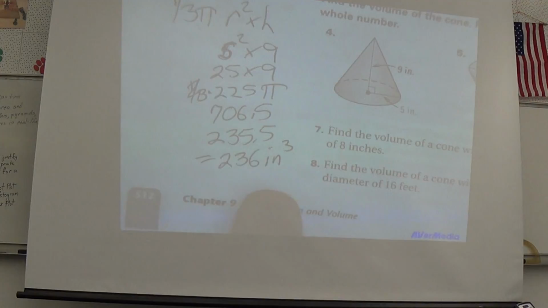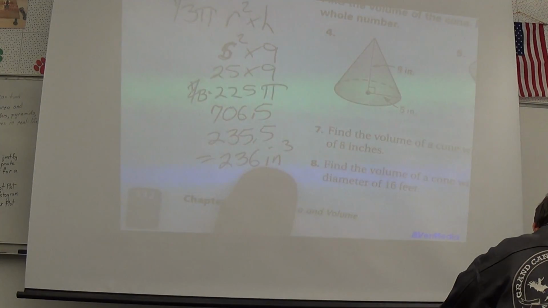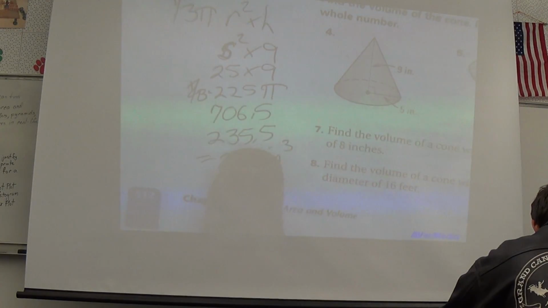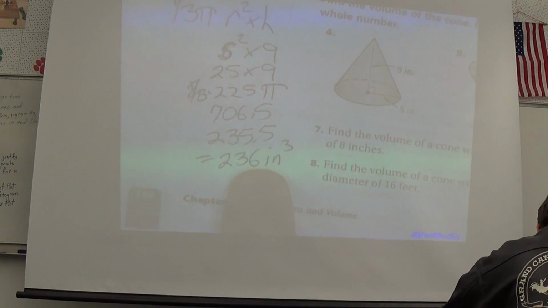Is there a quicker way to do that, or no, not really? You're using a calculator, that wasn't that long. What you could do is, at this point, right here, you could divide by 3. That'd be your 1/3. Multiplying by 1/3 is the same as dividing by 3. So how many people got 236 inches cubed?